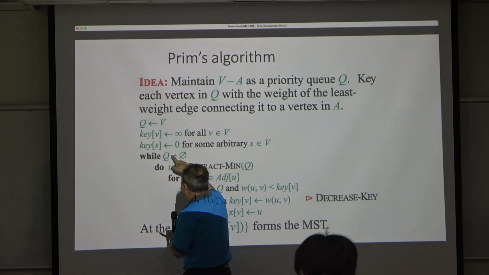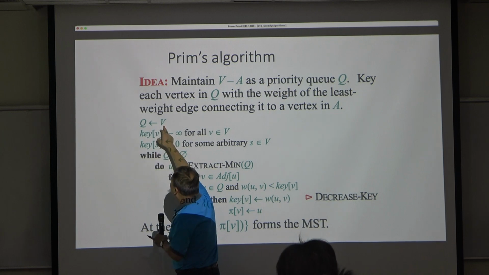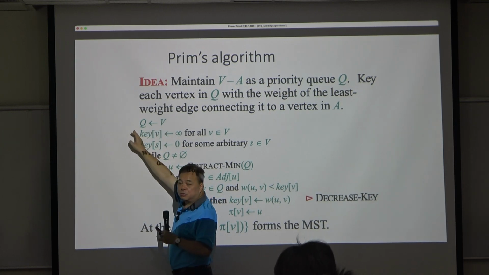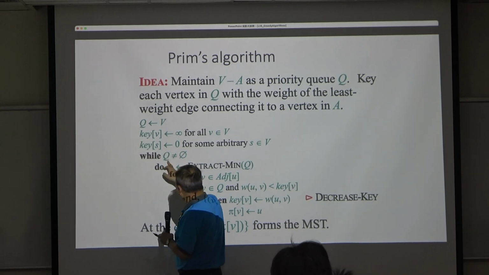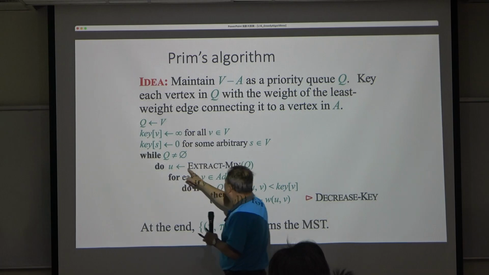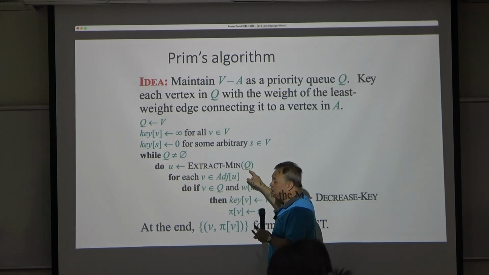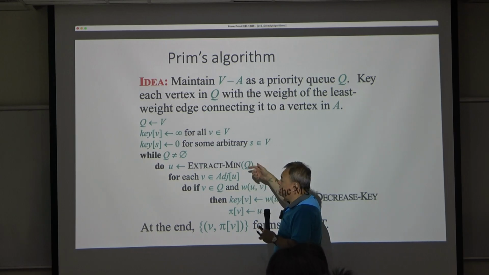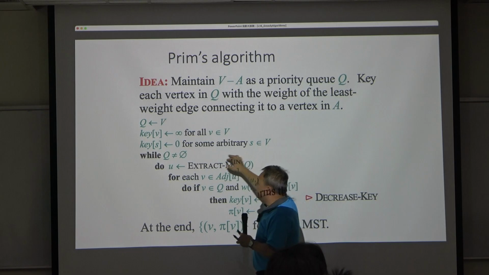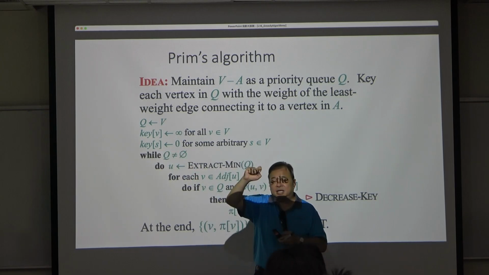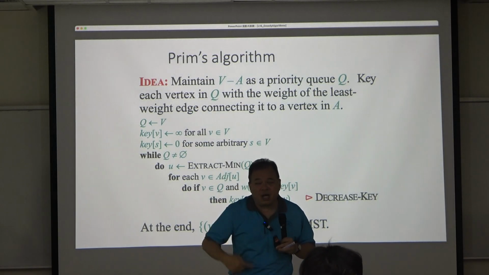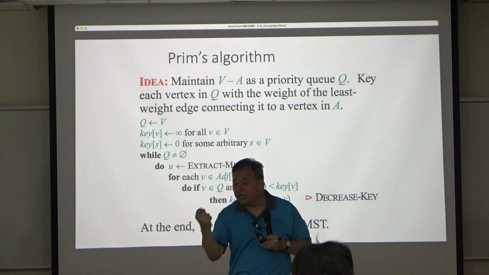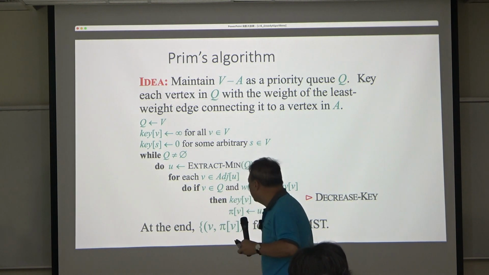While Q is not empty. By the way, all the nodes are inserted into Q, the priority queue. So while Q is not empty, we get the minimum from Q, based on the key. Initially, obviously only node S has a key of 0. All the other nodes have infinity, right? So in the first round, you are going to pick node S.